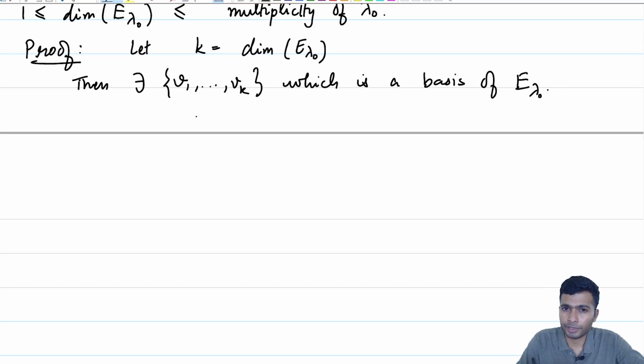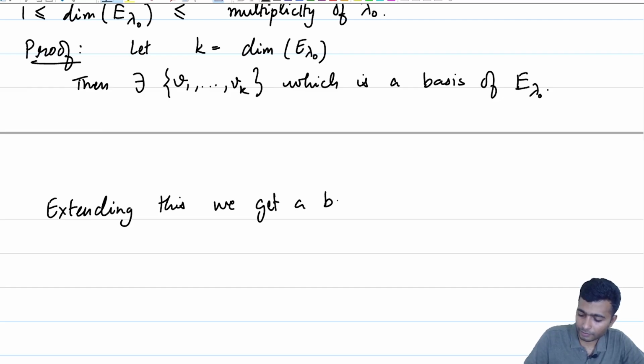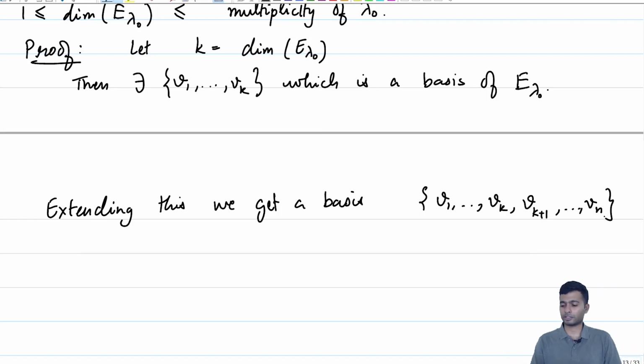But any linearly independent set is contained in a basis, so we can extend it. Extending this, we get a basis given by v1 to vk, which are eigenvectors, and then vk plus 1 to vn, where n is the dimension of our vector space. I will always assume that n is the dimension of V in the entire lecture.